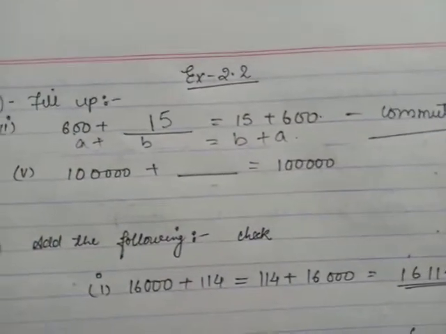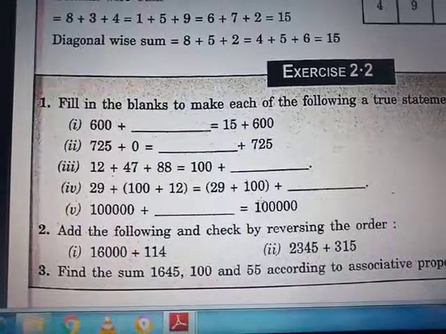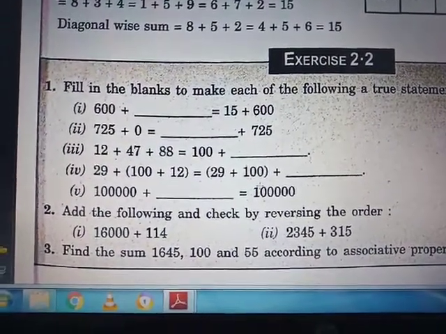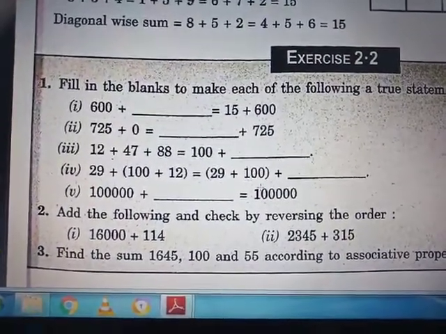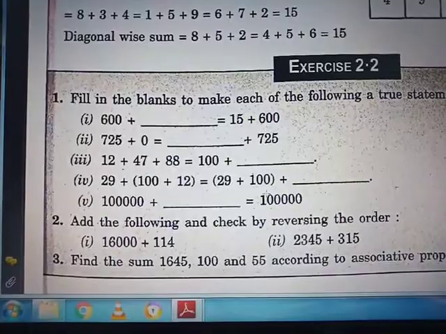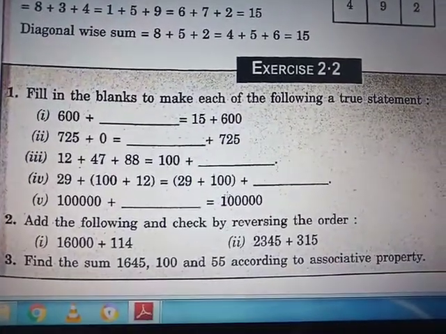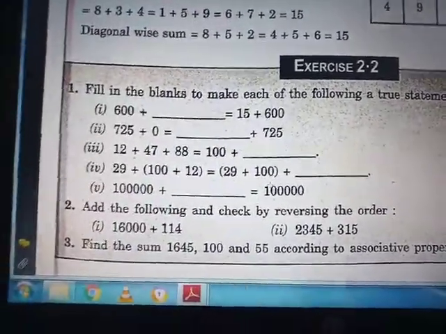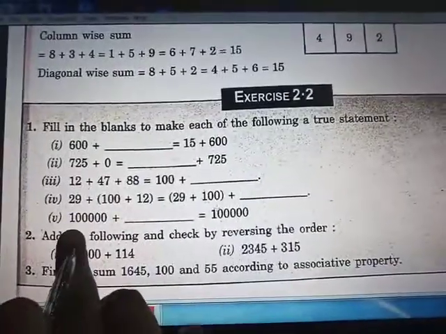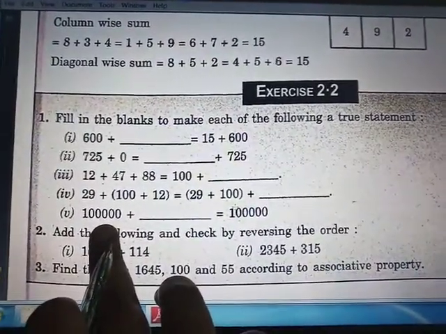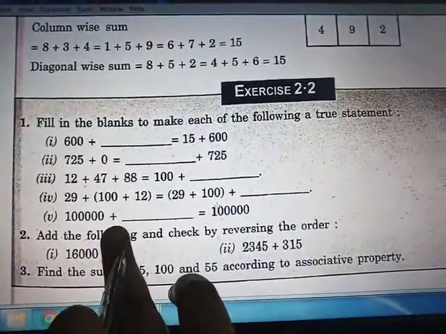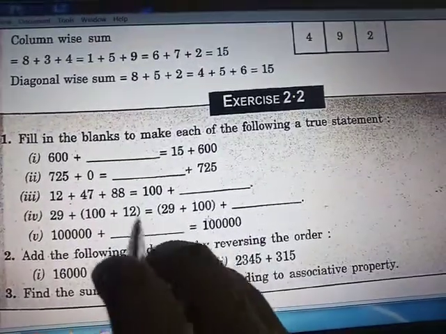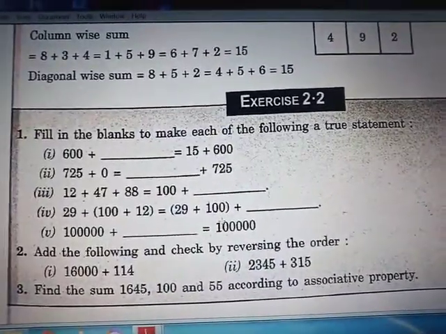Now we will move to the next question. Here you can see 725 plus 0 is equal to blank plus 725. You know that if we add 0 to any number, there is no effect on the value of that number. So here it should be 0 itself. You will solve all these questions. Here it is 1 lakh plus blank is equal to 1 lakh. So you can easily say that 0 will be put here, so that the value will be 1 lakh itself.